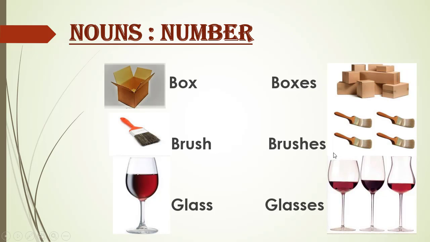Let's see in these examples. The word is box, ending in x, and we made it plural by adding es at the end of this word. In the second example, the word brush. Brush is ending in sh. sh पे end हो रहा है. We made it plural by adding es at the end of this word. Glass, double s, and we made it plural by adding es in many. Glasses.